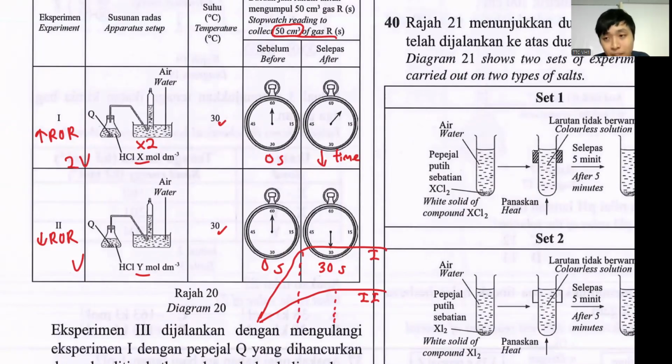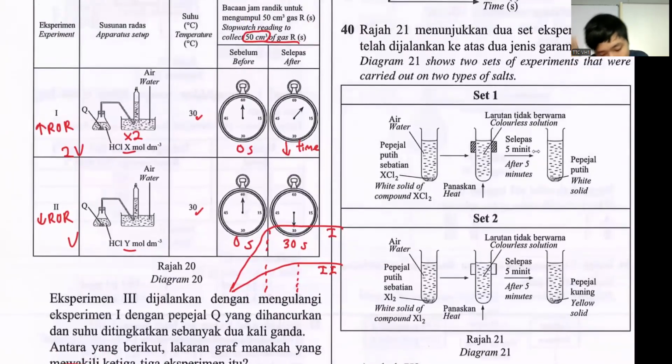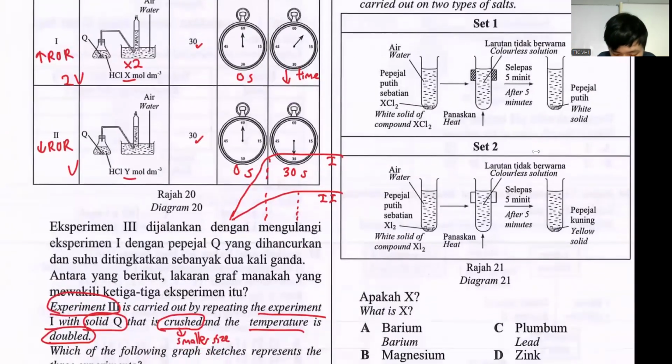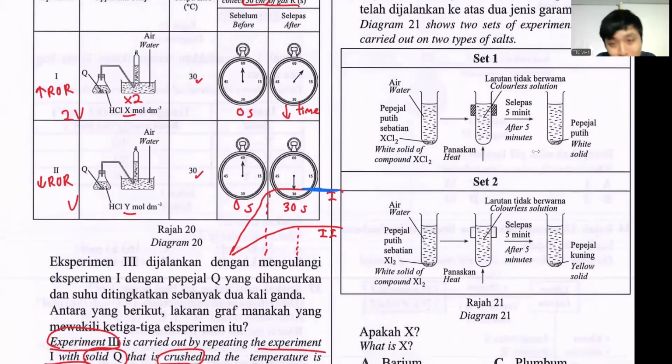Then they ask for set 3 also. Set 3 is the same as set 1, meaning the concentration is the same as set 1, so the ending should also be here. But because of the size factor, and because the temperature is doubled, it will be even faster than set 1. So of course it will be something like this. The blue one is set 3.